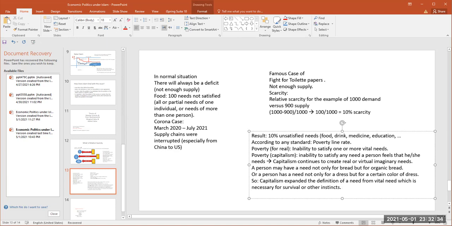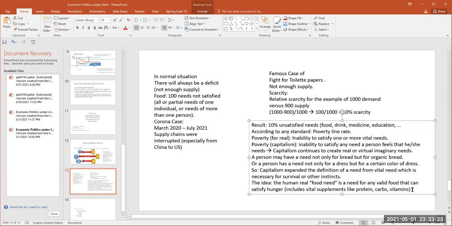So here the idea is, the human real need, let me call it food need, is a need for any valid food that can satisfy hunger, which includes vital supplements like protein, carbs, vitamins. So any type of food that includes that, whether it's vegetable or meat or anything, that's the real need.